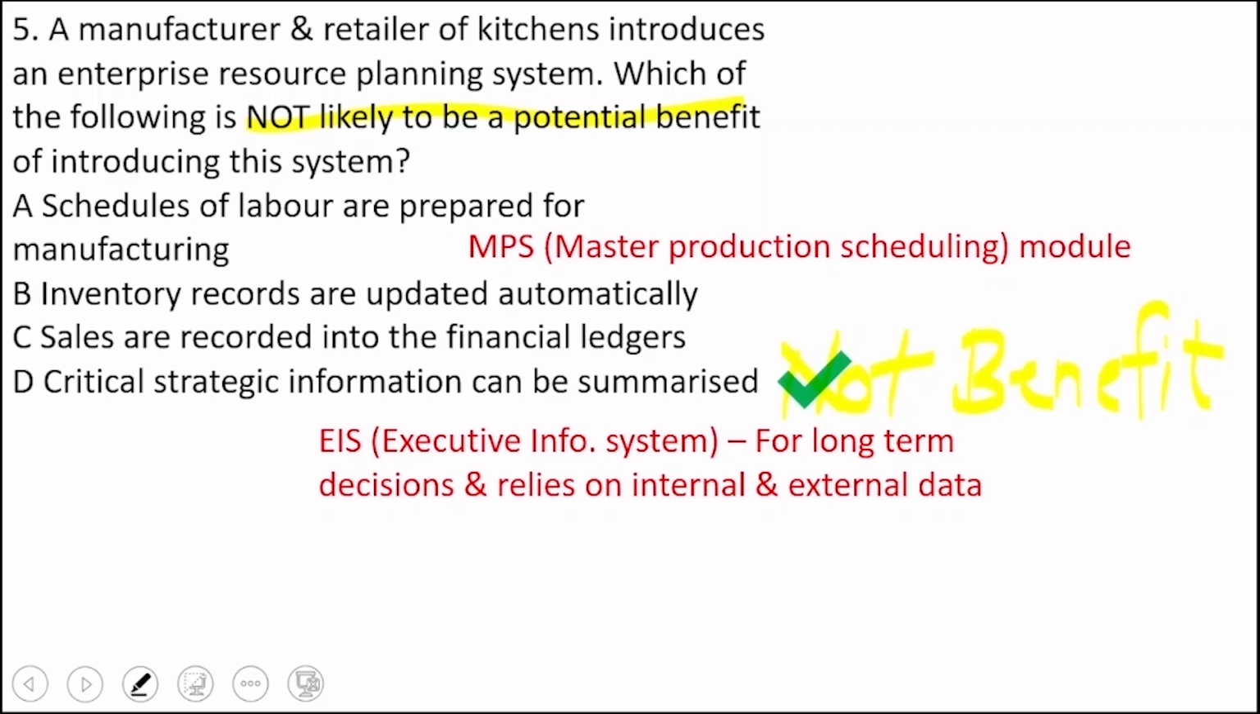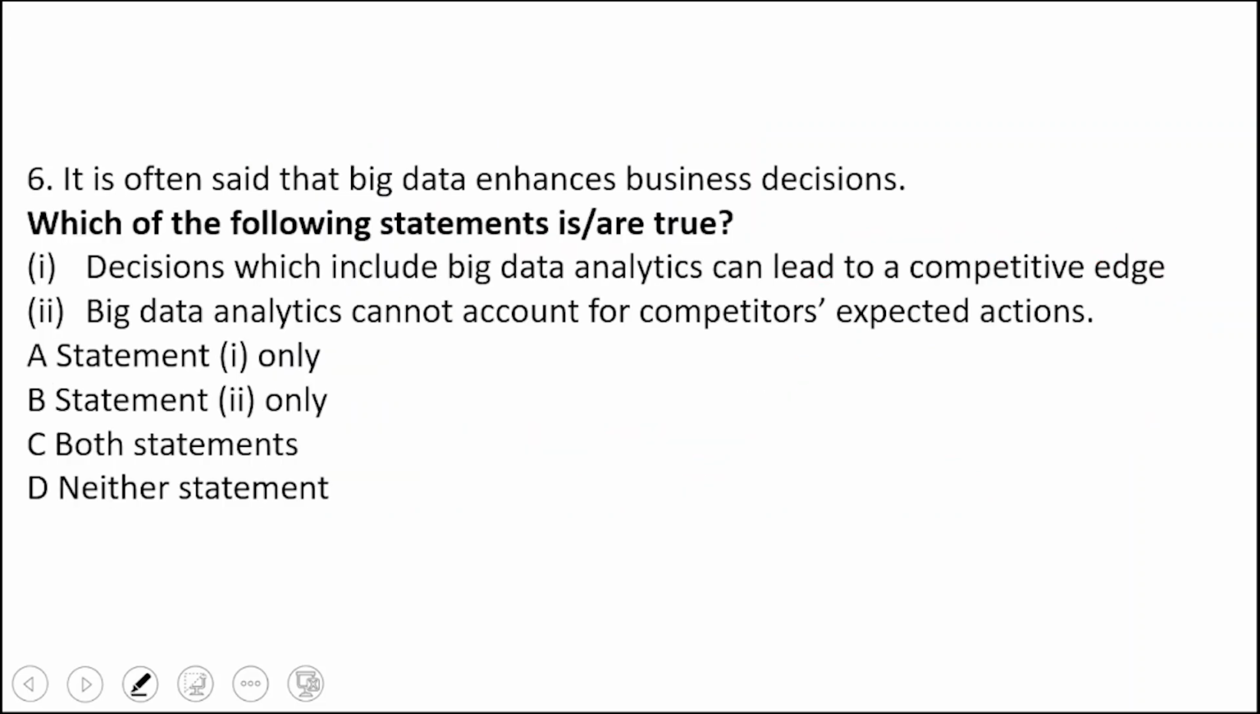Now, moving to question number 6. It is often said that big data enhances business decisions. Which of the following statements is or are true? Decisions which include big data analytics can lead to a competitive advantage. Yes, definitely yes, this is true. Starting from corporate giants like Amazon to small retail supermarkets, big data analytics will definitely give a competitive advantage.